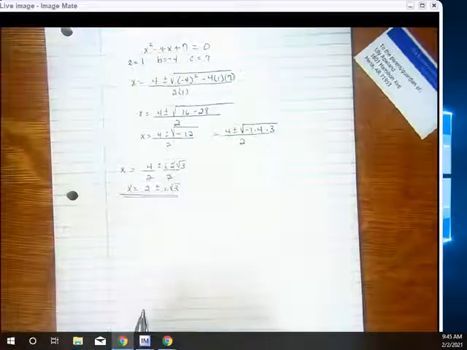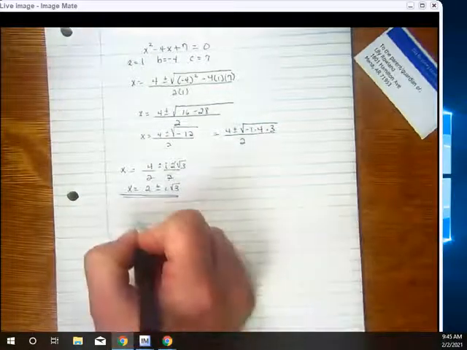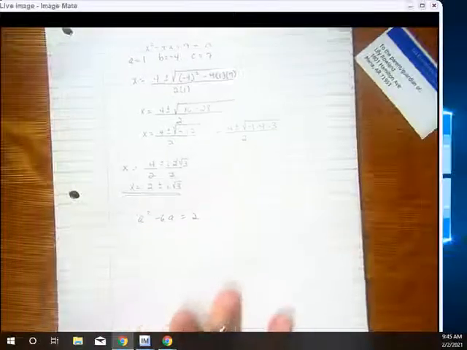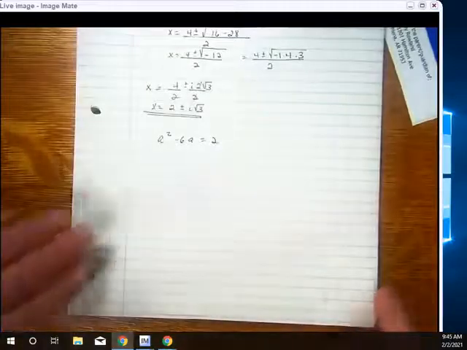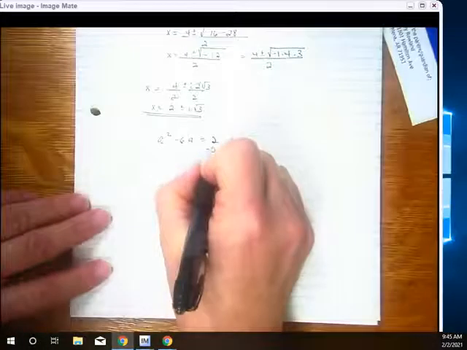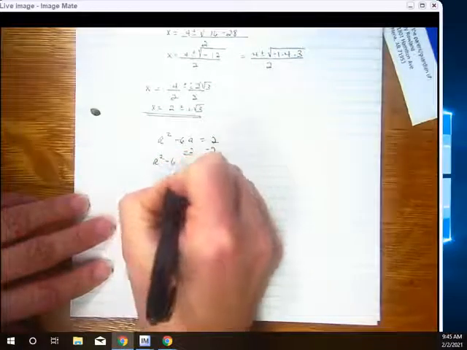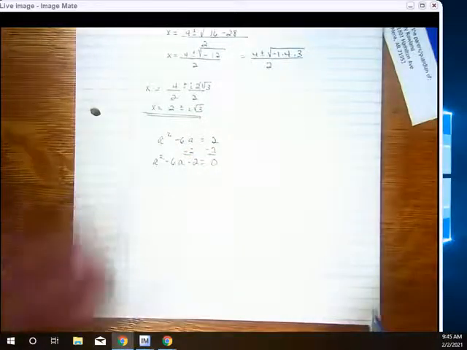I want to show you what you would have to do if you had an example and it's not equal to 0. If it's not equal to 0, then you're going to have to subtract and move everything over so it is equal to 0 and have it in standard form.